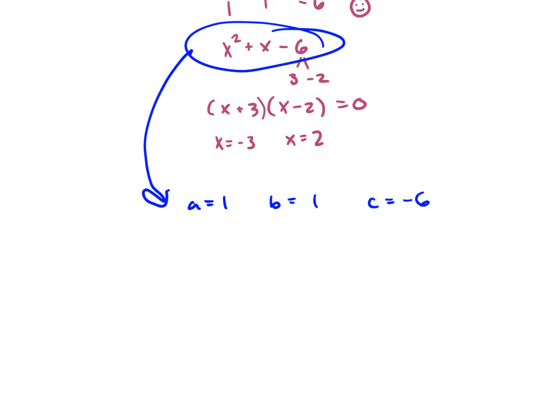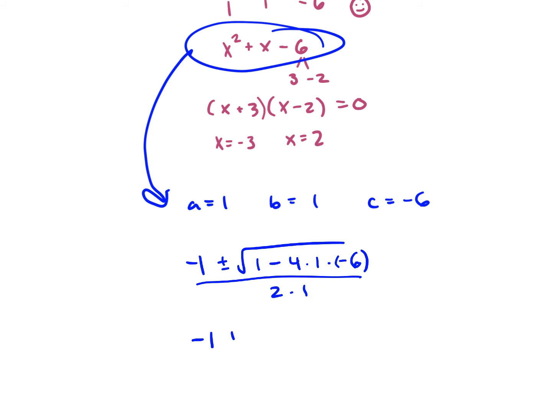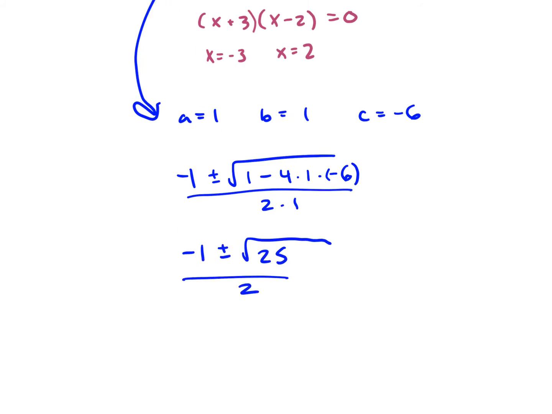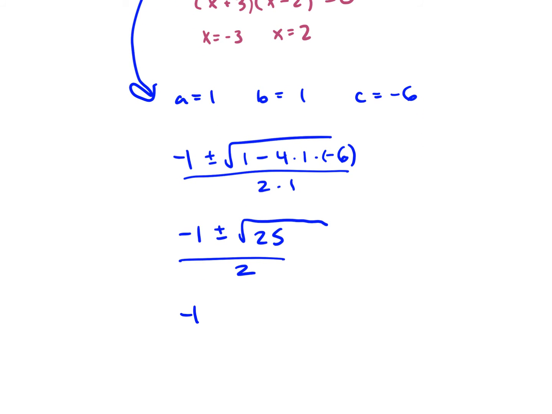We have negative b plus or minus the square root of b squared. So that would just be 1 squared, minus 4 times 1 times negative 6, over 2 times a. So negative 1 plus or minus the square root of, this would be 1 plus 24, so 25, over 2. This would be 5 over 2.